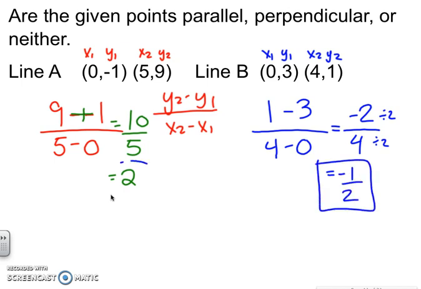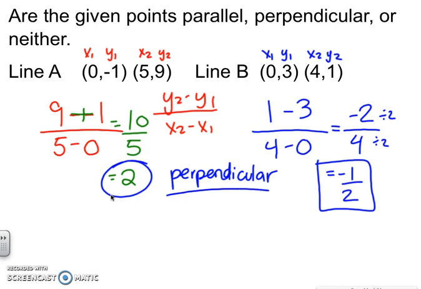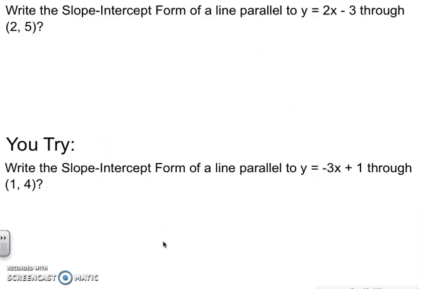Okay? So what do I notice about 2 and -1/2? I notice that those are opposite reciprocals, so those would be perpendicular. Okay? If I would have gotten 2 for this second one over here, then they would have been parallel. And if I would have gotten any other number besides that, that would have been neither. Okay? So again, if they give you 2 points, you're going to have to do one more step and find the slope, and then kind of compare those two slopes. All right, let's move on.